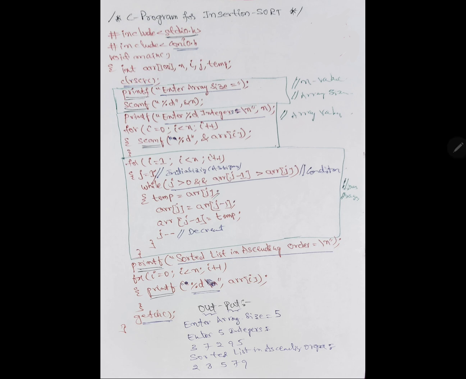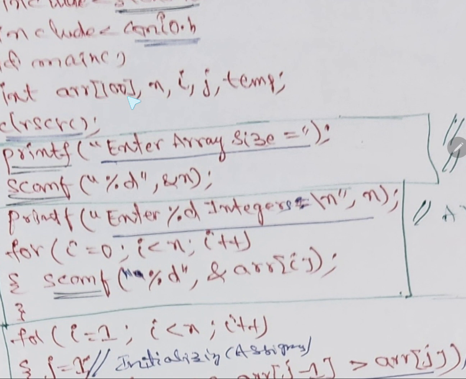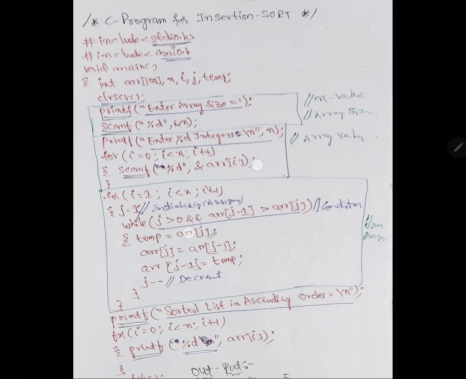Here I wrote int, right? Int void main. So int, integer data type, I have taken. Array of some 100 values, maximum, taken n, i, j, temp. Temporary value used to exchange, swap the values. N is the size of an array, i is the increasing array values, and j is one more for loop increasing values. Very simple. So clear screen.